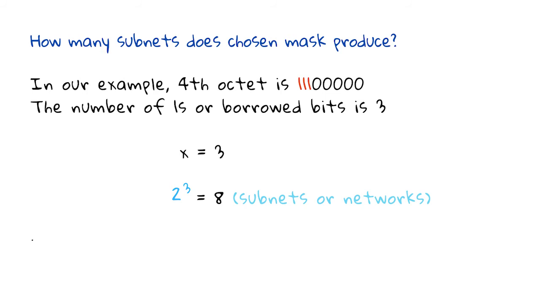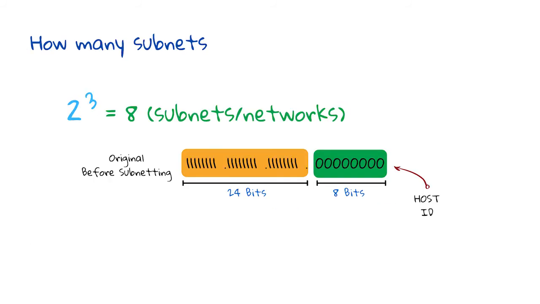So we're going to demonstrate and see the difference that happens before and after you borrow your bits. The original class C subnet is a /24. So it uses the first 24 bits for the network ID and the last 8 bits for the host ID. Now the original host ID is all zeros and it looks something like this. But because we are borrowing 3 bits, for every bit that we borrow, we're going to change the value from a 0 to a 1. After we have borrowed the first 3 bits, our host ID is going to be different and is now going to look something like this.